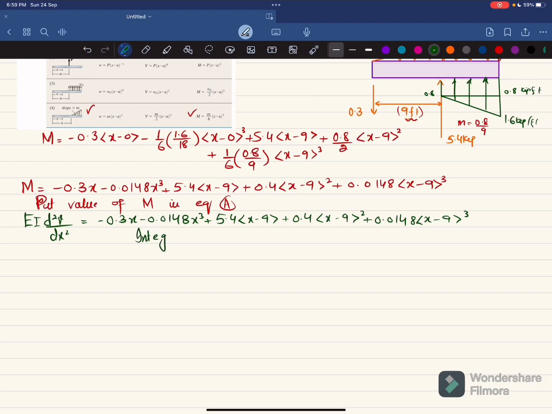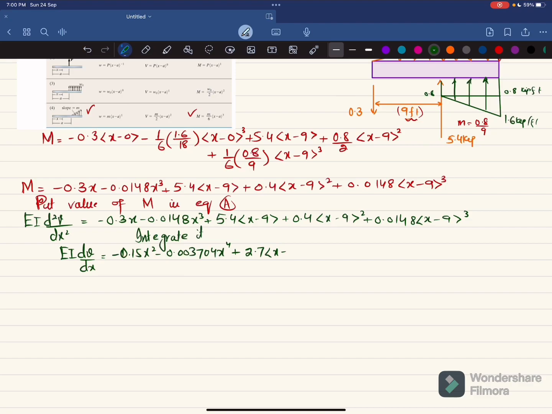Integrate it, you will get EI dv/dx equal to minus 0.3 x squared over 2, which gives minus 0.15 x squared. The second term, minus 0.014 x to the power 4 divided by 4, gives 0.00370 x to the power 4.